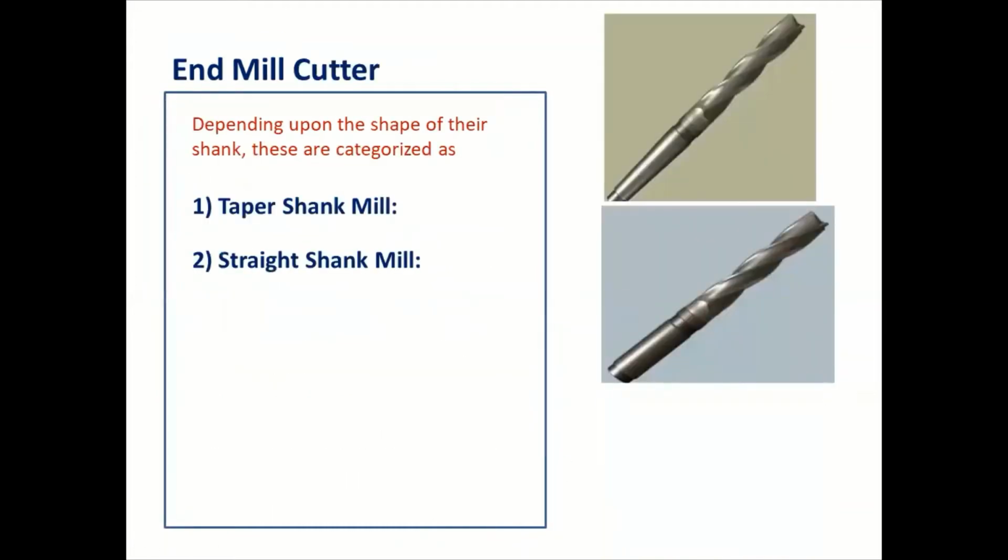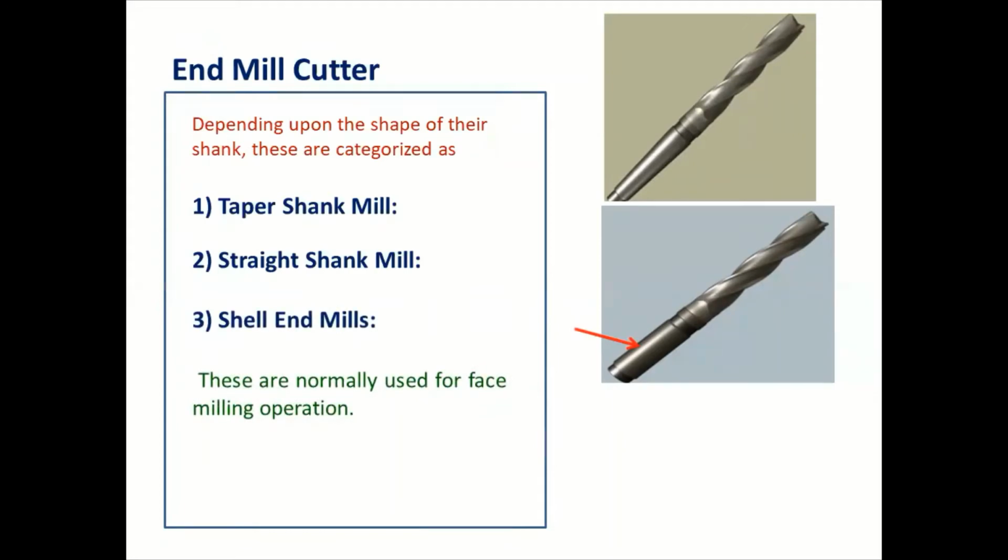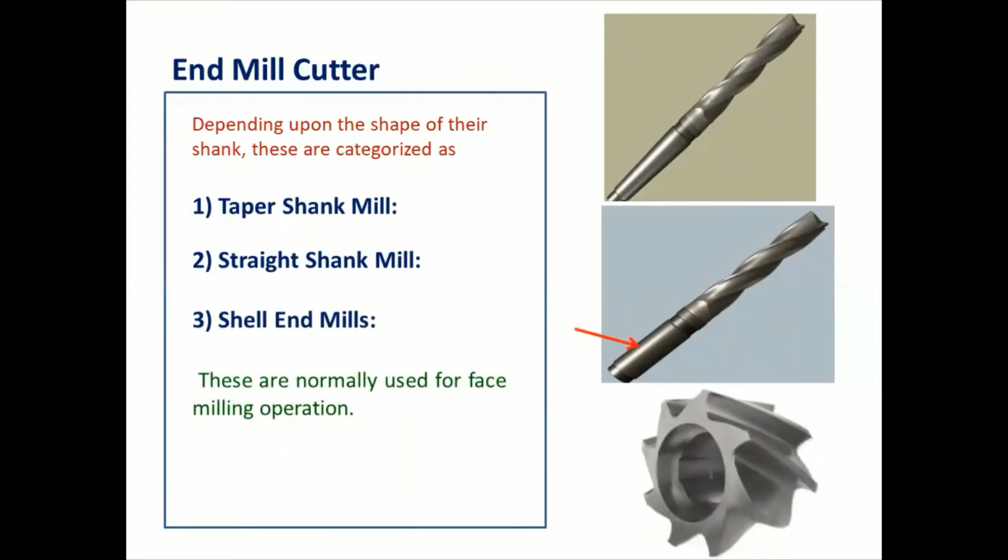Now, according to the shank, here you can see the taper shank, and the other one is the straight shank. And one more end mill cutter is there, that is called a shell end mill. It is actually a hollow cutter, and it is normally used for face milling. It looks like a slab mill cutter, but here it is hollow. That is the difference.